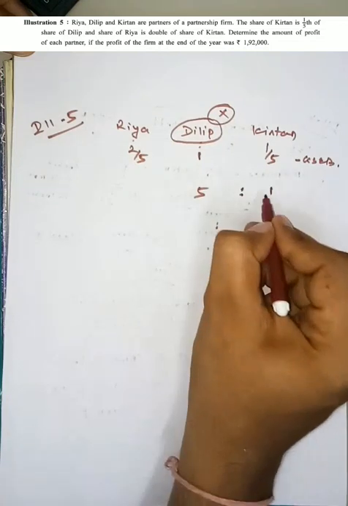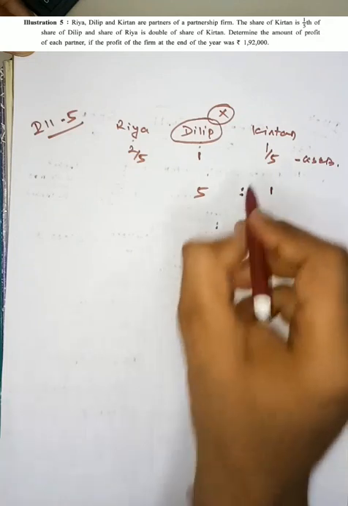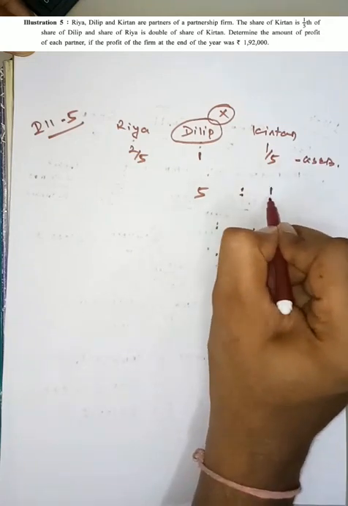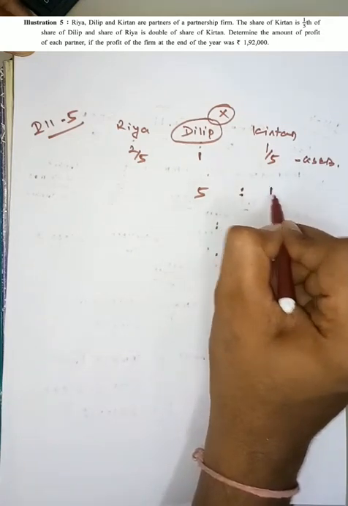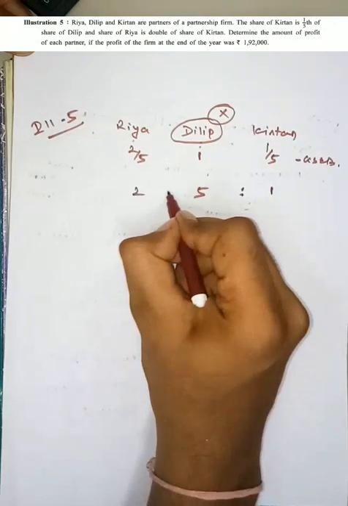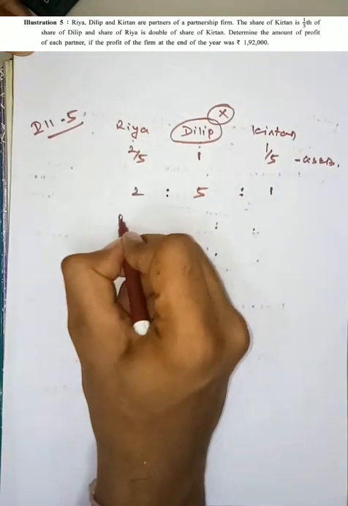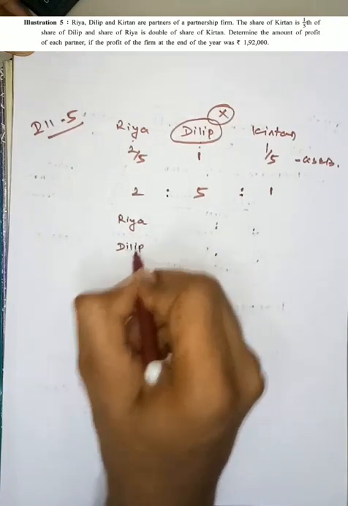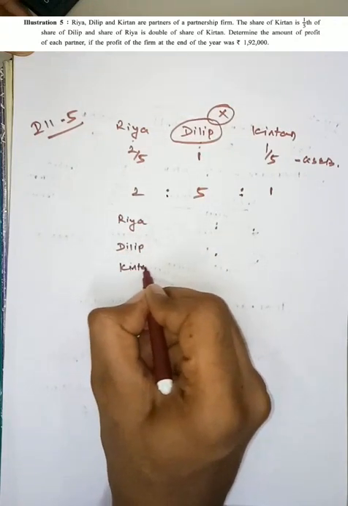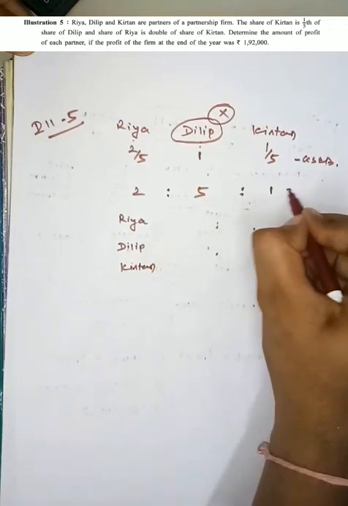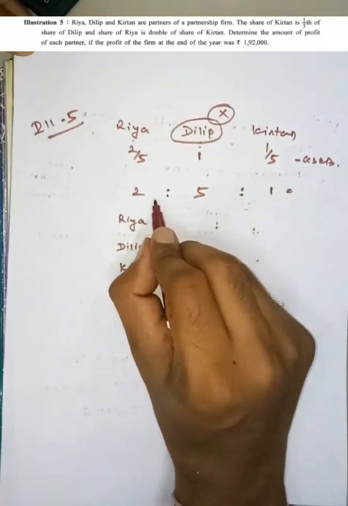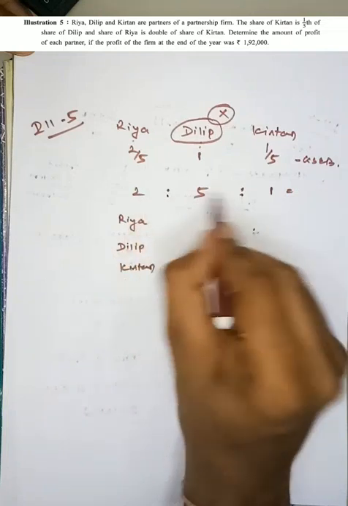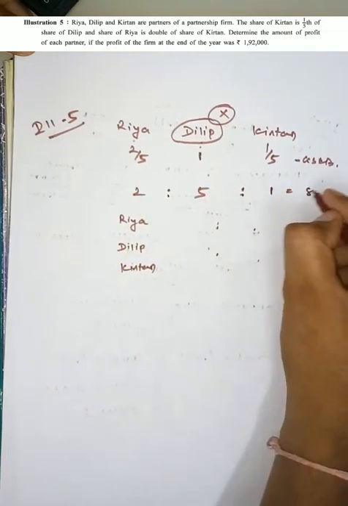Now second one: Riya is the double of the share of Kirtan. That means if the Kirtan share is 1, then Riya will become 2. So finally you will get the idea. Riya, Dilip and Kirtan have the profit sharing ratio 2:5:1. That means total 5 plus 2 is 7, plus 1, that is 8.